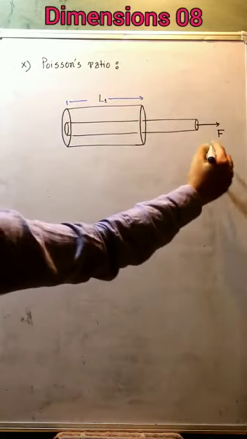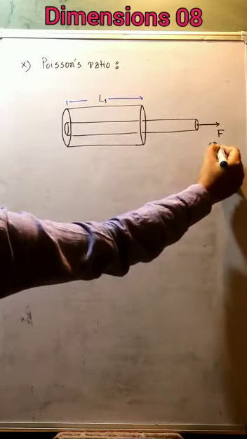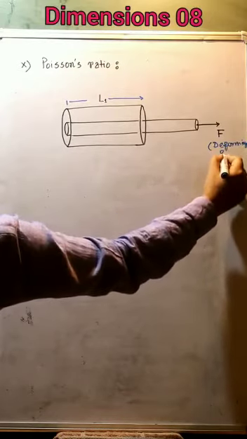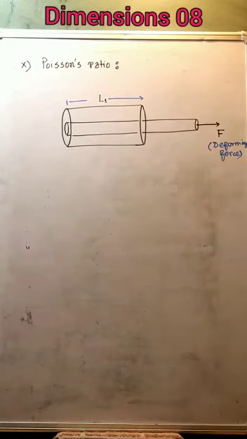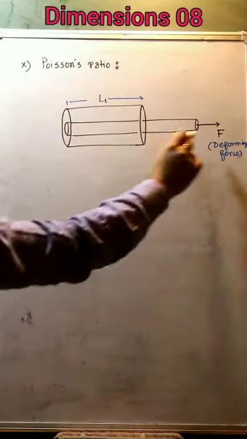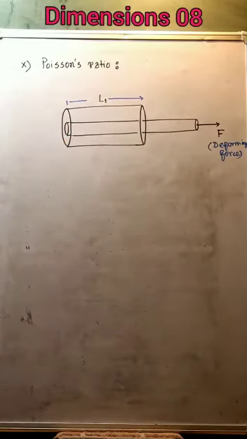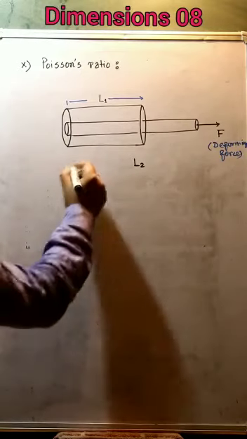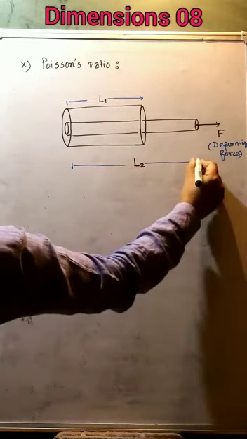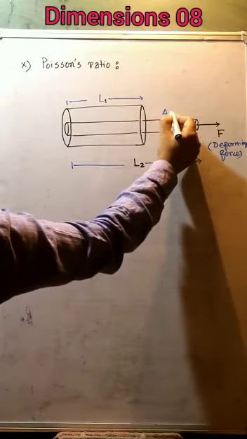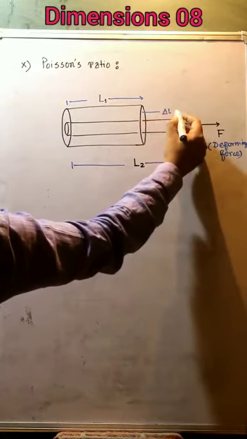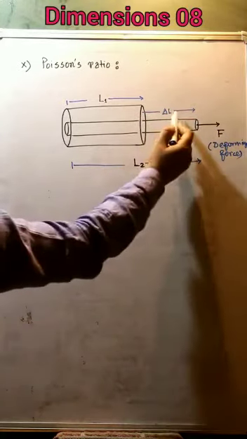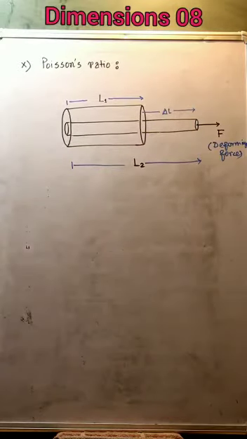Due to application of this deforming force, F is the deforming force, the wire gets elongated and the final length becomes L2. L2 is the final length, and the change in length is delta L. From the initial position to the final position of the cross section is delta L, meaning the increase in length is delta L.